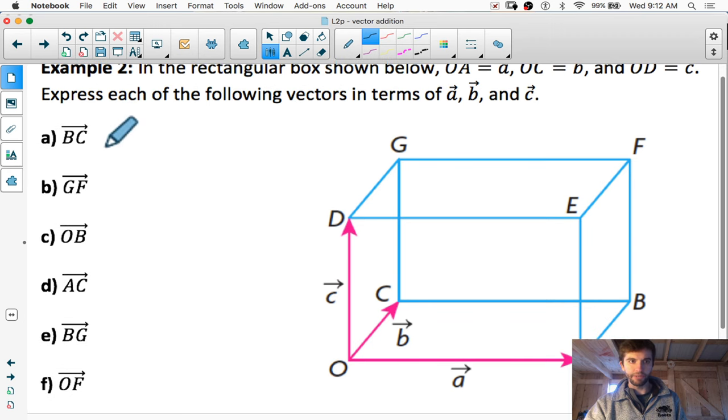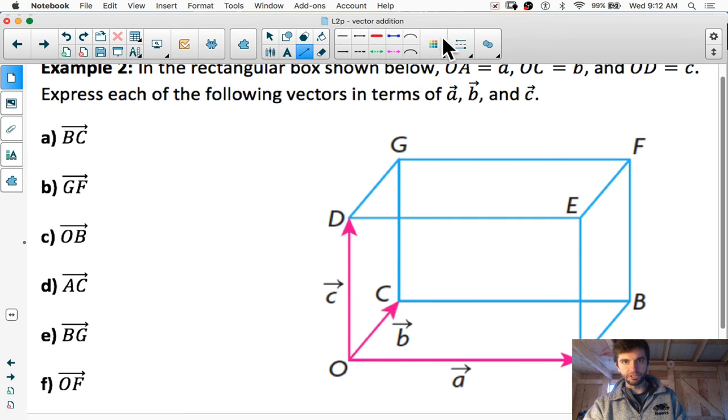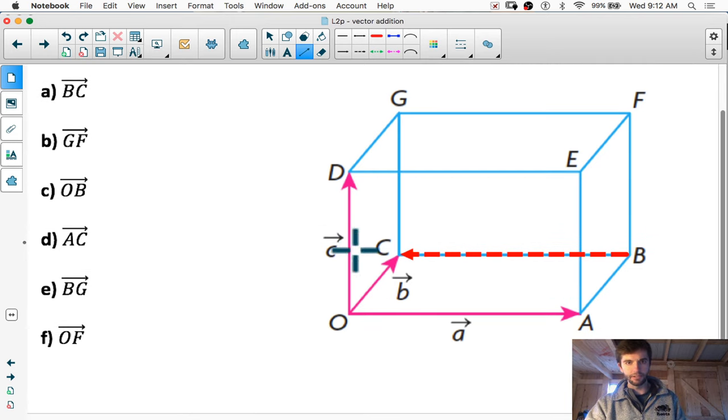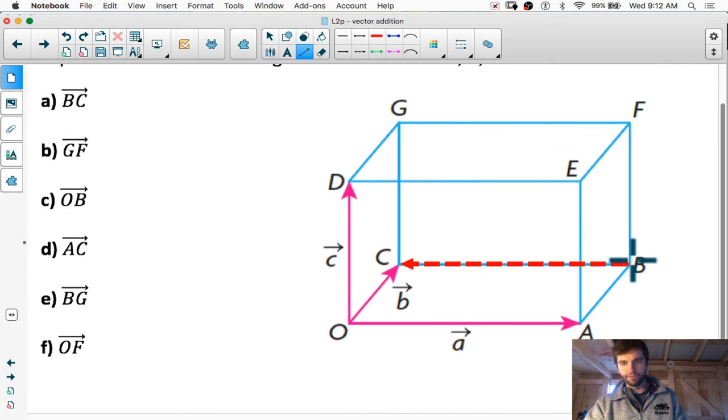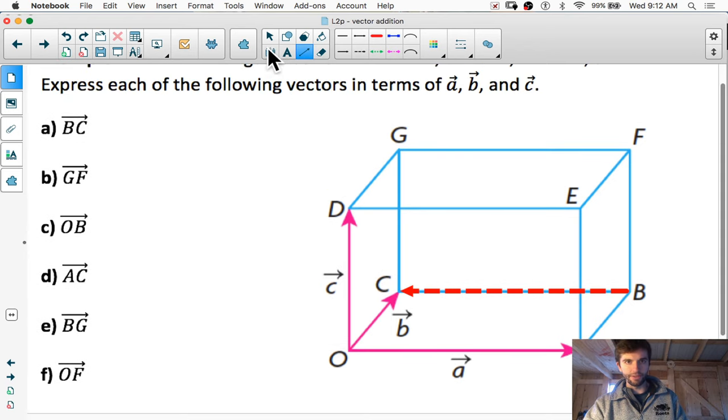So we want to come up with an expression for vector BC. So let me just draw vector BC for you. So going from B to C, we want to come up with an expression for that vector using only vectors A, B, and C. So notice that vector BC has the exact same magnitude as vector OA, but it's going in the opposite direction. And vector OA, we named it vector A, so vector BC, since it's the exact same magnitude but opposite direction as vector A, we say that it is equal to the negative of vector A. Negative vector A.